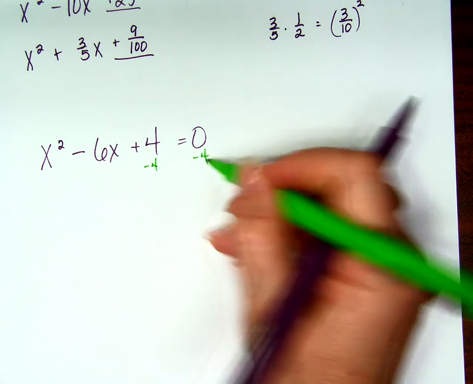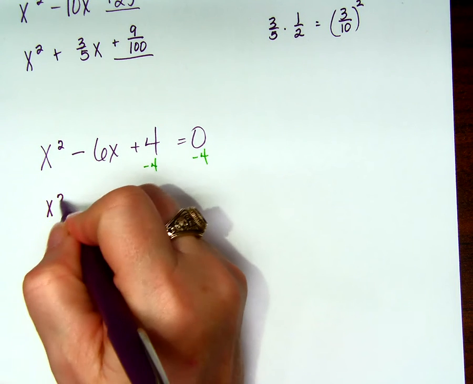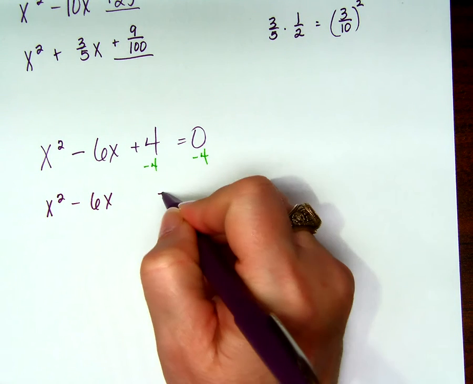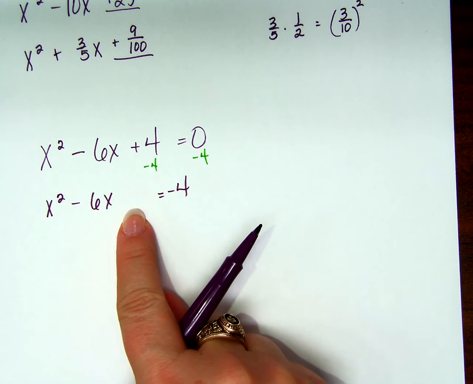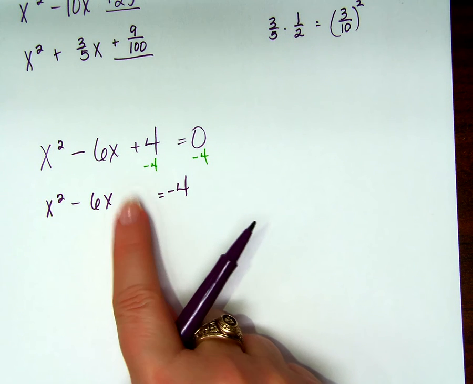Yep. I need to get rid of it, move it to the other side of the equation. But when I move it to the other side of the equation, I'm going to leave myself a space right there because I know I'm about to fill in the square. I'm going to complete the square, right? So what term is going to go right here?